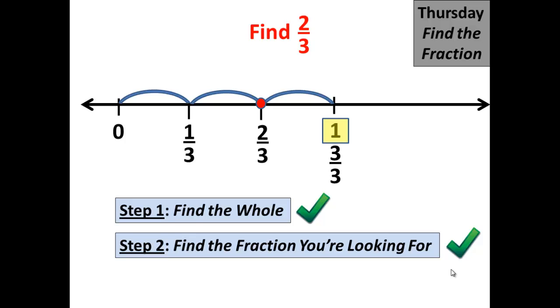If I give you a fraction on a number line and you're asked to find a fraction with a different denominator, find the whole, erase everything, and then find the fraction that you're looking for.